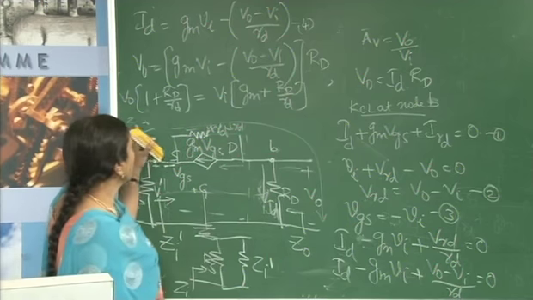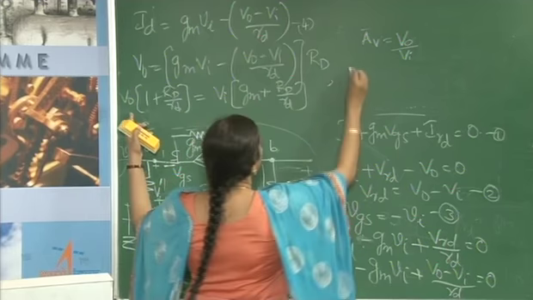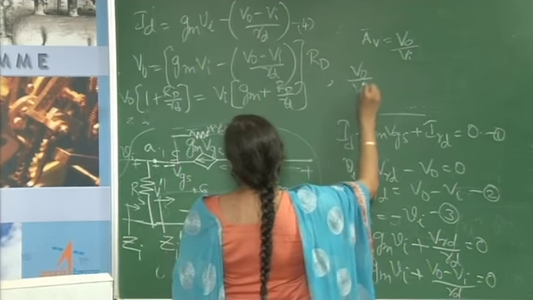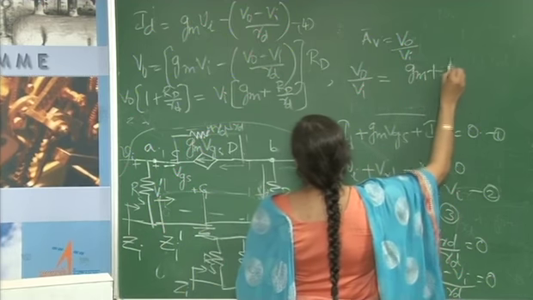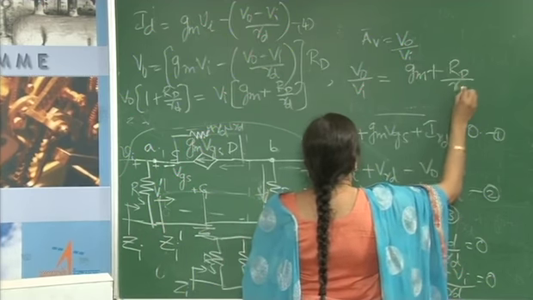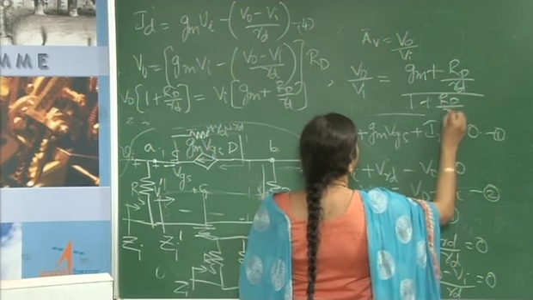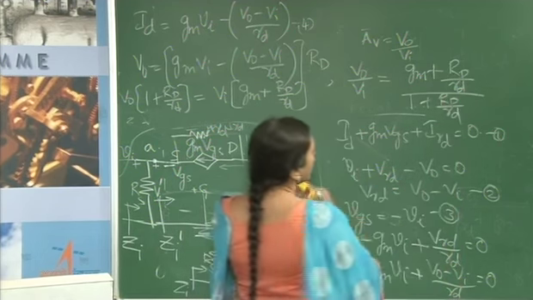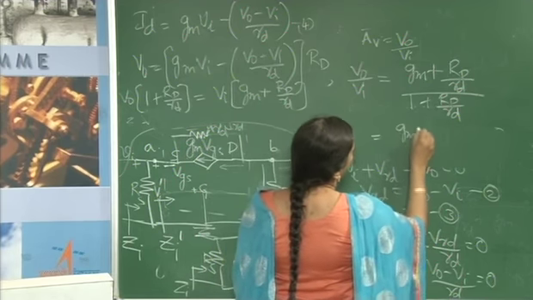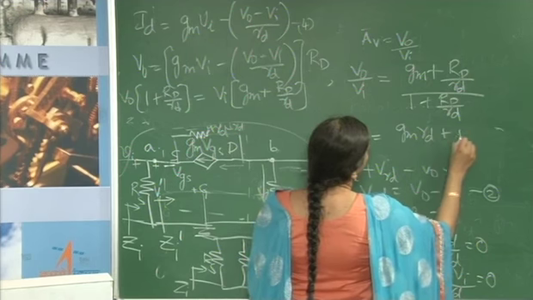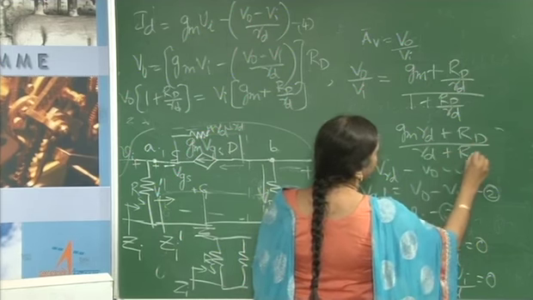So, for finding out AV, we need the ratio of V naught by Vi. Rearranging this, we will find V naught by Vi is nothing but gm plus 1 by rd, times RD, divided by 1 plus RD by rd. So, if I take out rd, then gm rd plus 1, times RD, divided by rd plus RD.